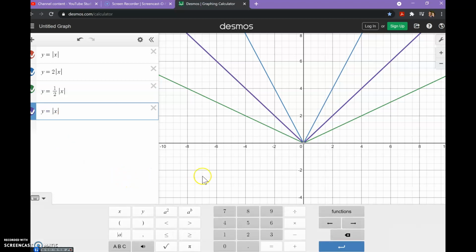Now watch what happens if I put a negative. This is going in a different direction now. And instead of going up 1 over 1, it's going down 1 over 1. So it has a negative slope.